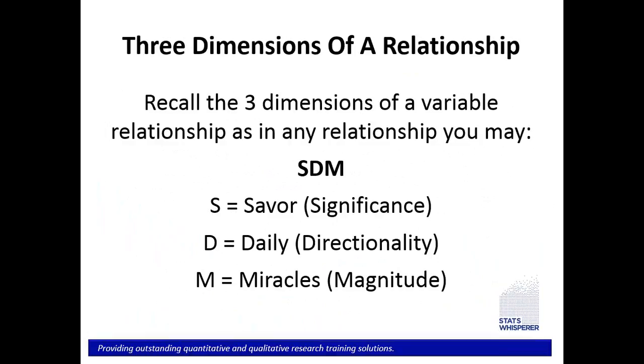Now, the relationship between variables is just like the relationship between humans, right? So if you have a relationship with another person, sometimes they'll do something nice, and you'll have to savor daily miracles, right? So SDM, that's a good way of thinking about a relationship, and in this case, a relationship between variables. S, significance, D, directionality, and M, magnitude. So whenever we look at variable relationships, we're always looking at the SDM dimensions.